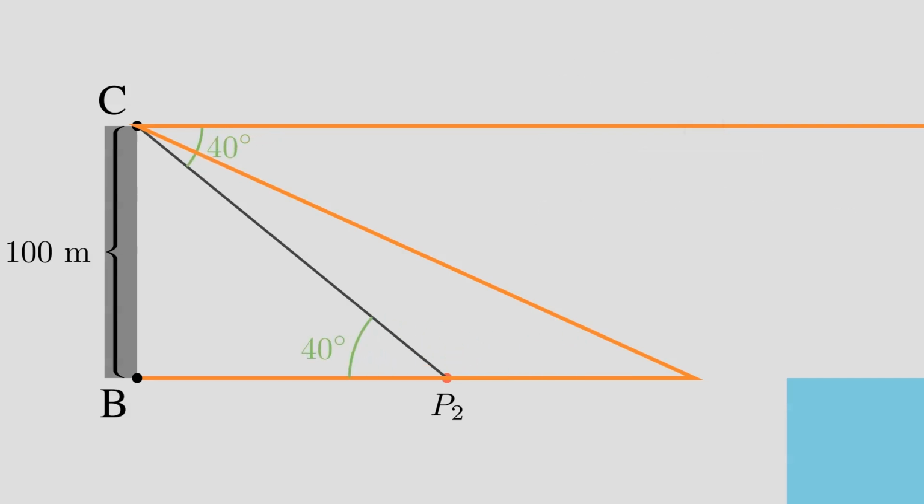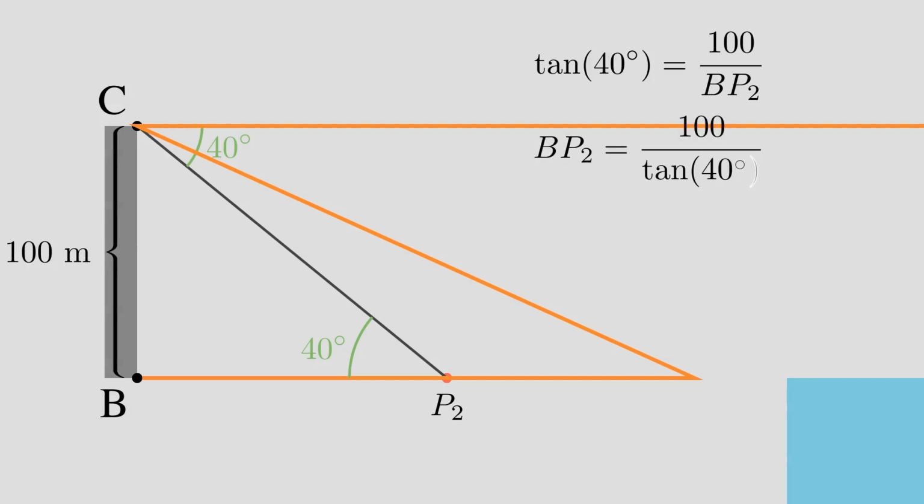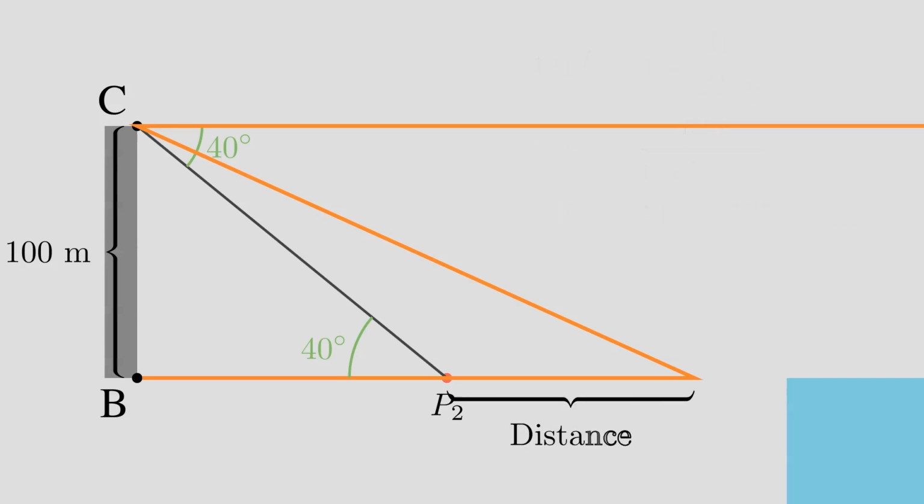Now, for the second observation, the ship is closer now. So the angle of depression is now 40 degrees. So the angle of elevation for this new position is also 40 degrees. The height is still 100 meters. So tan of 40 degrees is 100 divided by the new shorter distance. This gives us a distance of about 119.17 meters.